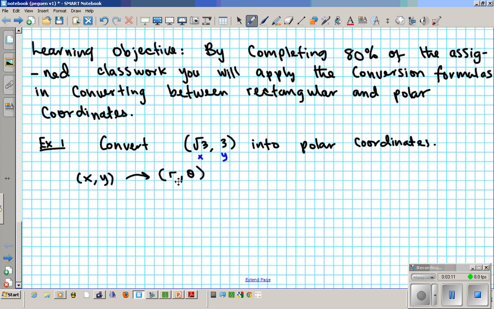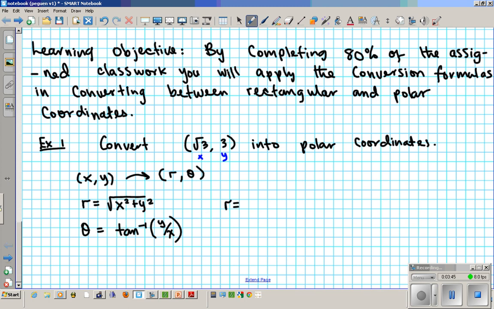So what do I need? I need r and I need theta. So what do the conversion formulas tell me? First one is r equals the square root of x squared plus y squared due to the Pythagorean theorem. And theta equals the inverse tangent of y over x, opposite over adjacent. We add 180 if x is negative; x is positive here, so we do not add 180. So let's apply this formula to these two coordinates.